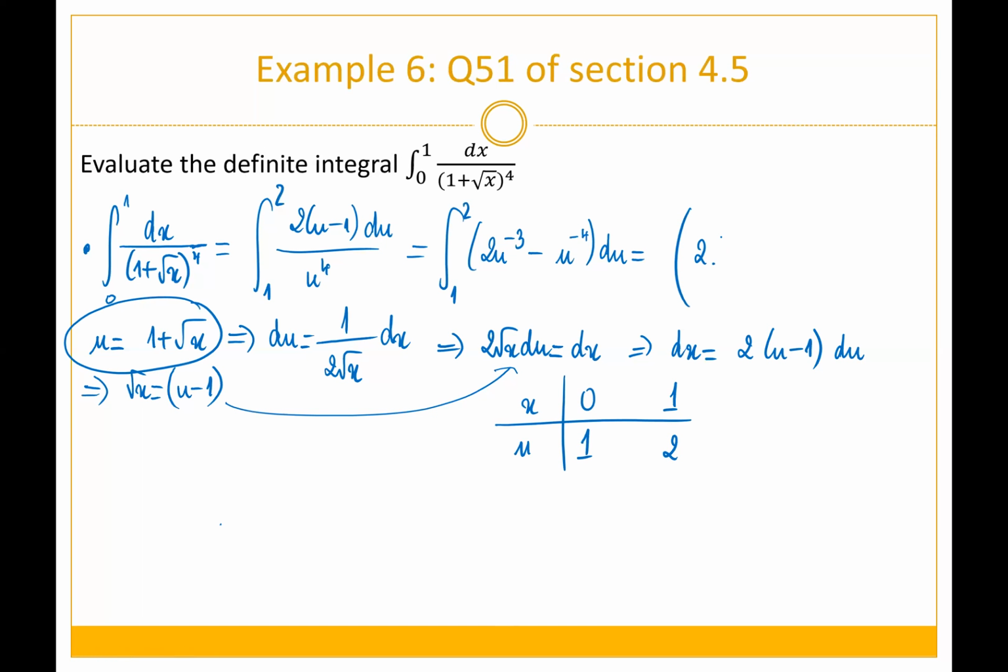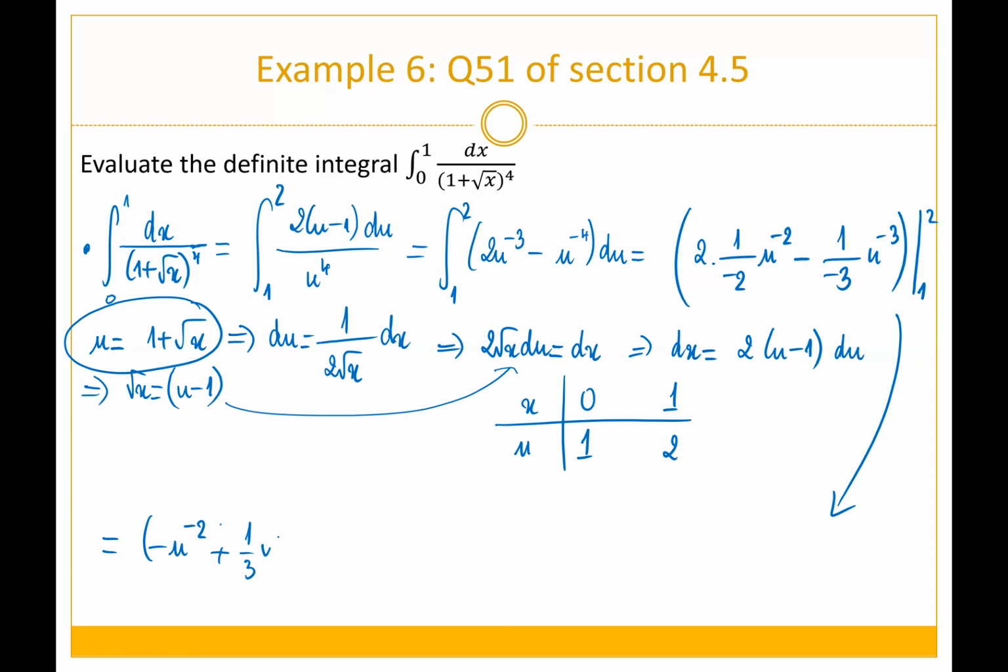So when you have n equal negative 3, after that you're going to have 1 over negative 2, u to the negative 2, minus 1 over negative 3, u to the negative 3. So now it's from 1 to 2. So coming down here, you're going to have negative u to the negative 2 plus 1 over 3, u to the negative 3, from 1 to 2.